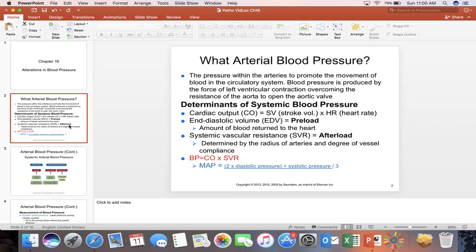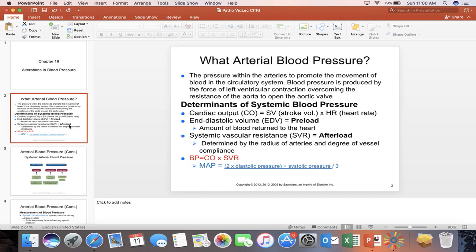So, what is arterial blood pressure? The arterial blood pressure is the pressure within the arteries to promote the movement of blood in the circulatory system. It is a pressure that is produced by the force of your left ventricle contraction, and that contraction pressure has to overcome the resistance of the aorta to open the aortic valve.